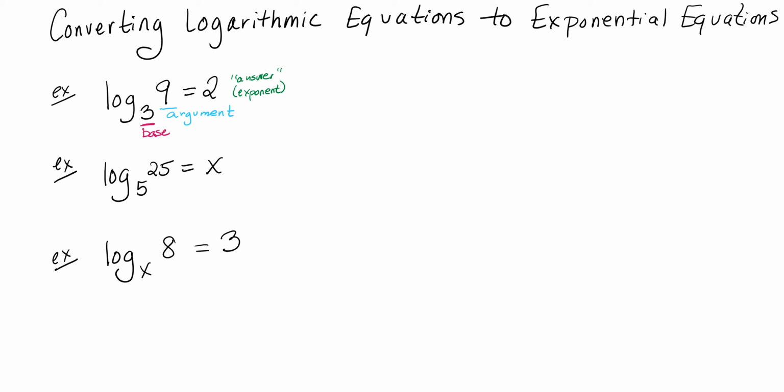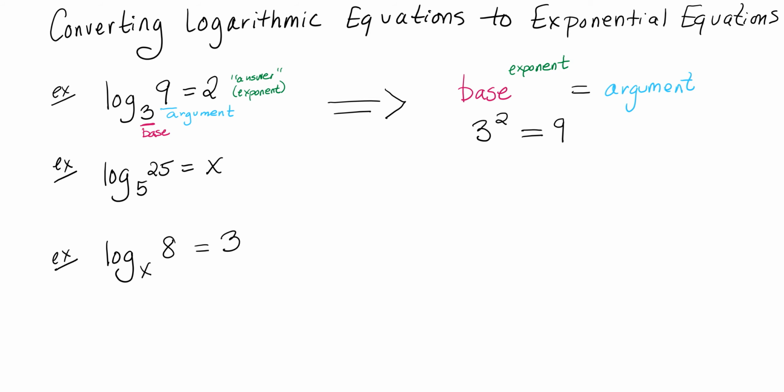Okay, so how are we going to write this? If I want to change this logarithmic equation to an exponential equation, first, I'm not going to write the logarithm. Second, I'm going to write the base. I'm going to raise it to that answer or the exponent there. And this will be equal to the argument. So let's see how this converts for this logarithmic equation. If I wanted to write the base, in this case it would be 3. My exponent would be 2. And this is going to be equal to my argument of 9.